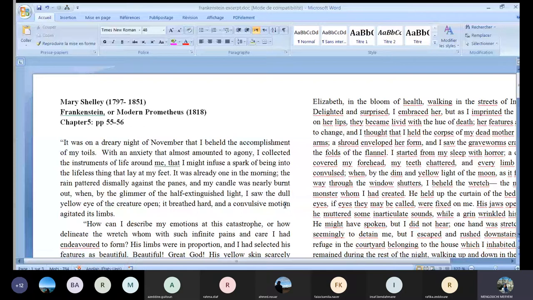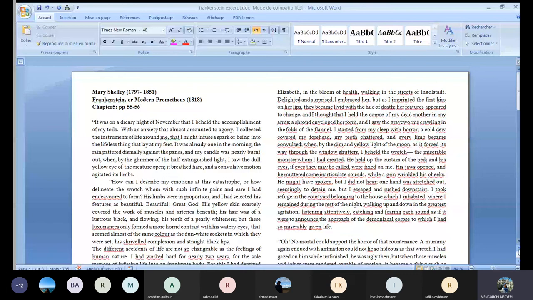It was on a dreary night of November that I beheld the accomplishment of my toils. With an anxiety that almost amounted to agony, I collected the instruments of life around me, that I might infuse a spark of being into the lifeless thing that lay at my feet. It was already one in the morning. The rain pattered dismally against the panes, and my candle was nearly burnt out, when, by the glimmer of the half-extinguished light, I saw the dull yellow eye of the creature open. It breathed hard, and a convulsive motion agitated its limbs.